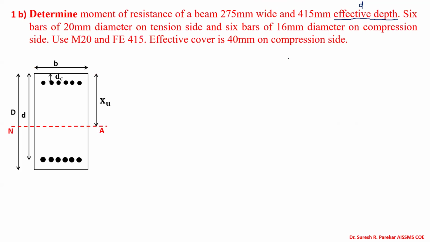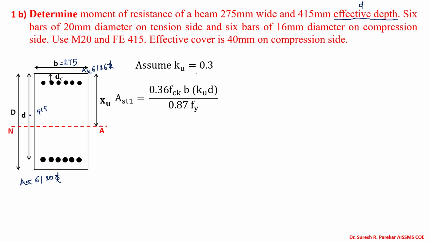M20 and Fe415. So you have to draw the first diagram. Values are given. The b value is given, that is 275. The value of d is given, 415. Then we have 6 bars here, that is of 20 torque, and that is tension Ast. And we have Asc, that is again 6 bars of 16 torque. So 16 torque, this is Asc.